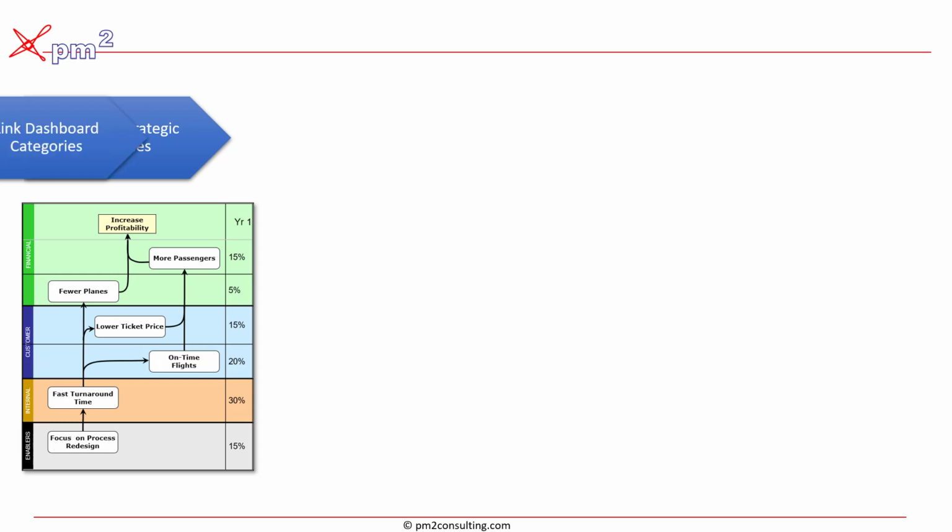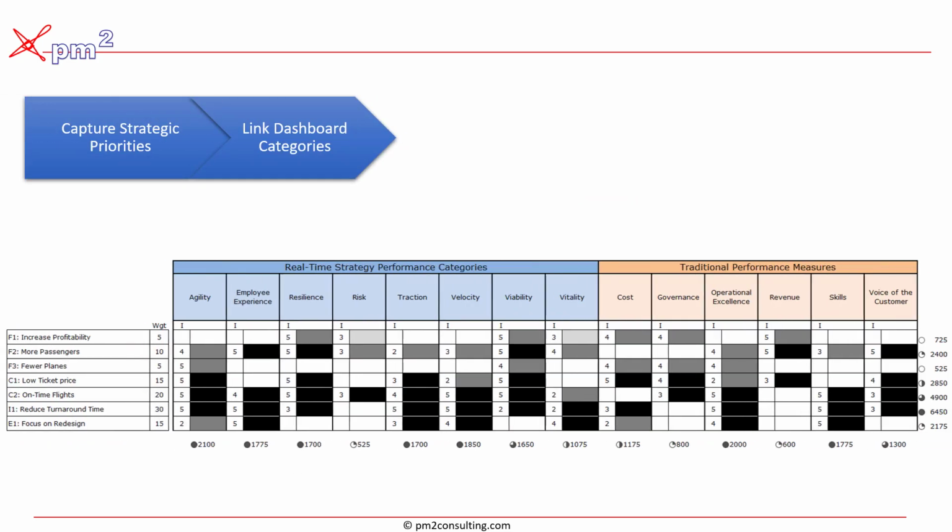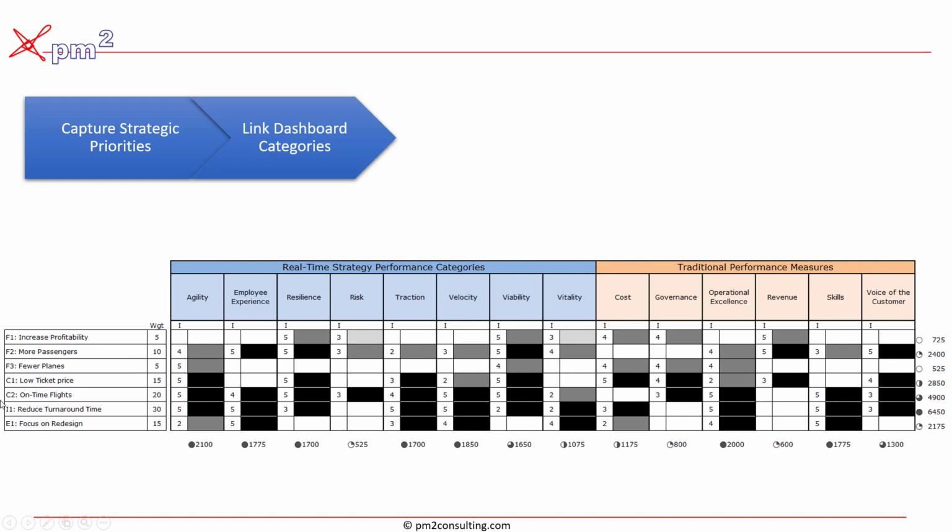Step 2 is we need to link that strategy, think of it down the left side of a spreadsheet, with those real-time strategic performance categories. And those are things like measuring your organization's agility, the employee experience, which is culture and so forth, the resilience of the organization, the risk index, the traction, velocity, viability, and vitality.